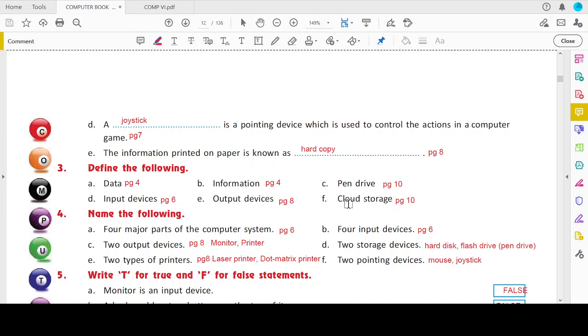Okay. Next is cloud storage. What is cloud storage? A cloud storage is a service provided by a server that is giving you the service of storing. You can upload your data to the server and you can access your data from any computer all over the universe having an active internet connection. Right.